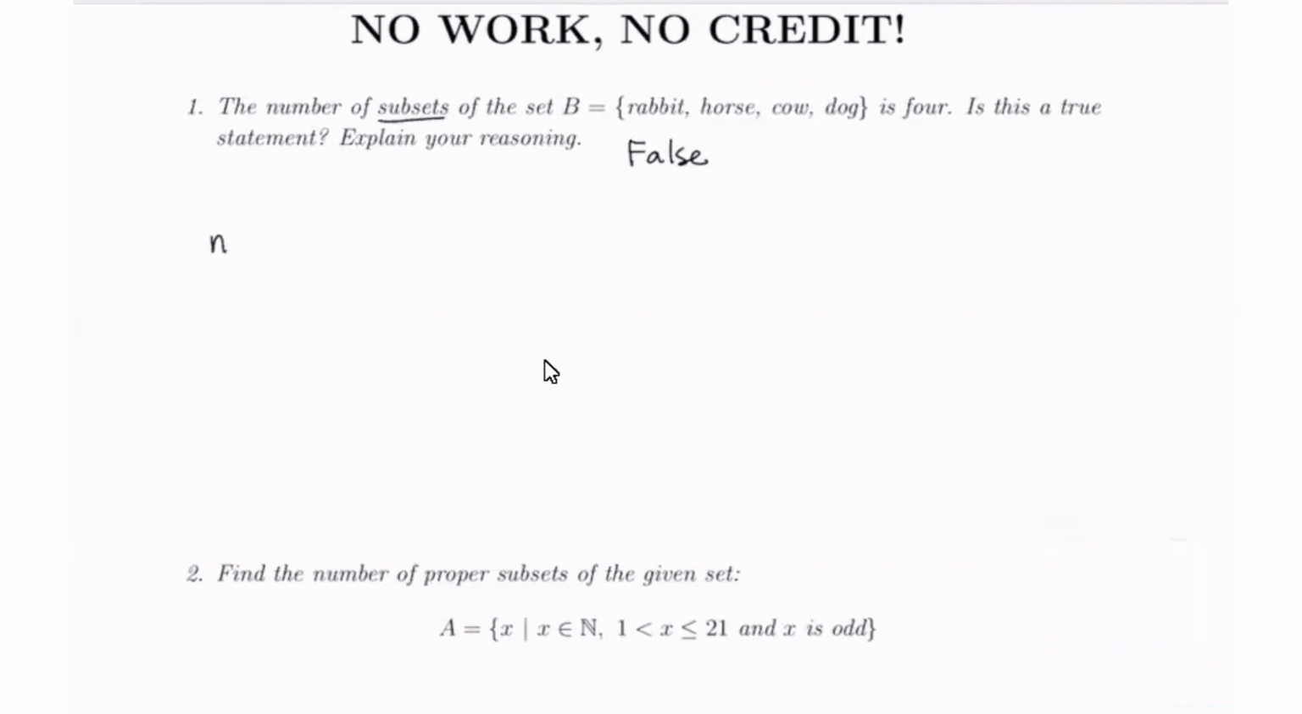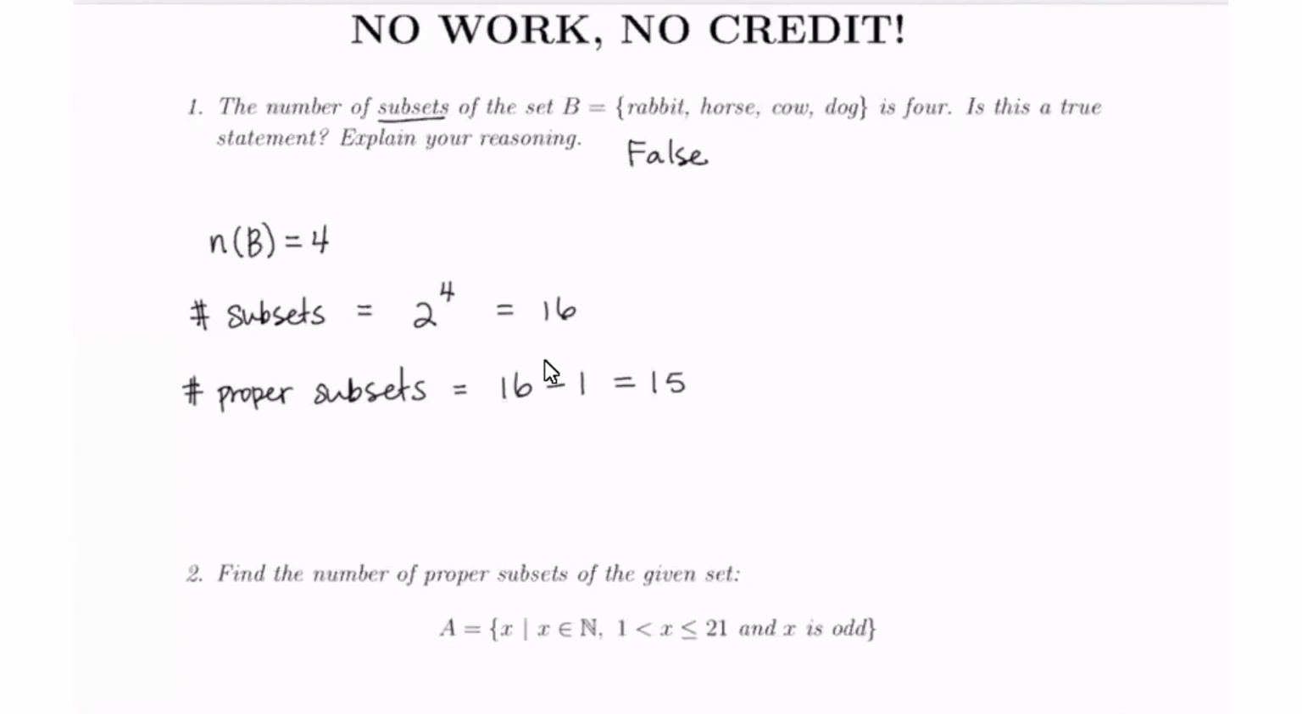So first, the number of elements is 4, because there are 4 elements: rabbit, horse, cow, and dog. And the number of subsets, that's 2 to the power 4, which is 16. Number of proper subsets, that is 16 minus 1. Always subtract 1 from here. So the number of subsets is 2 to the number of elements, the cardinal number. Are we okay with this?